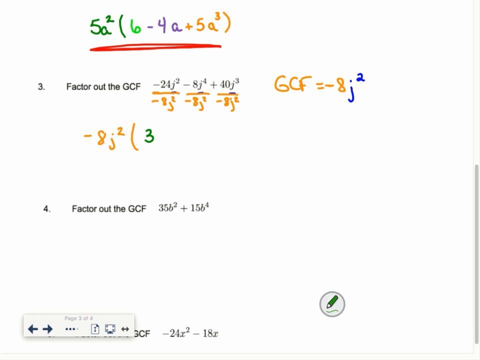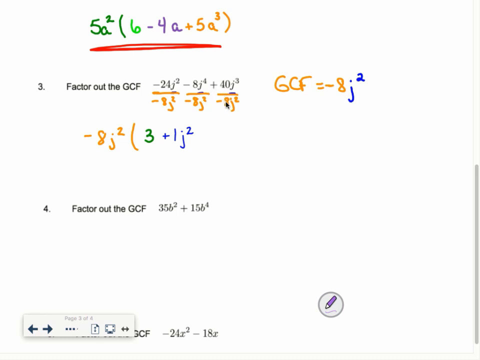Moving on to the second one, negative 8j to the 4th divided by negative 8j squared. Negative 8 divided by negative 8 is a positive 1. I'll write the 1, but you don't really have to. And then j to the 4th divided by j squared: 4 on top, 2 on bottom. You have j squared left. Then you have a positive 40j cubed divided by negative 8j squared.